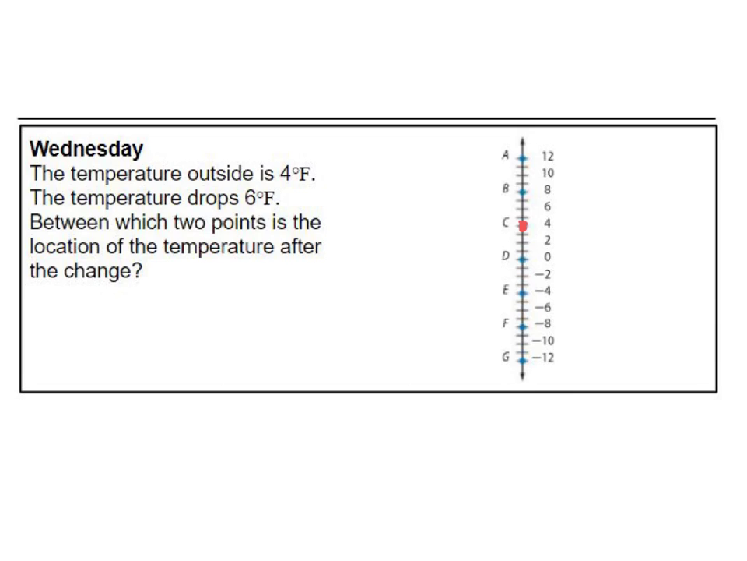Okay, then it drops. So that means it's going which way? Down. So we're gonna count the drops. So we're gonna go 1, 2, 3, 4, 5, 6. So that means it dropped to -2. So it's asking between which 2 points is the location of the temperature.